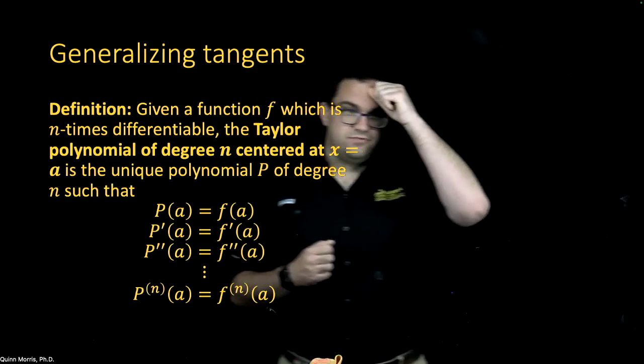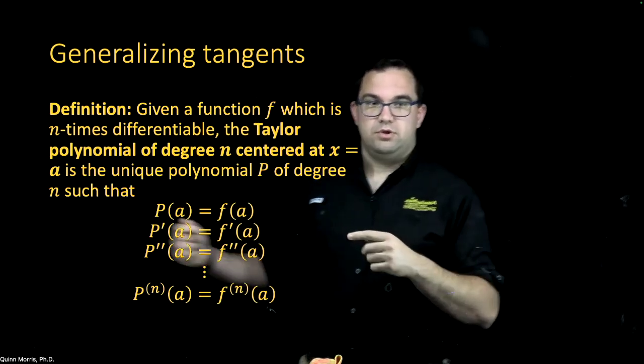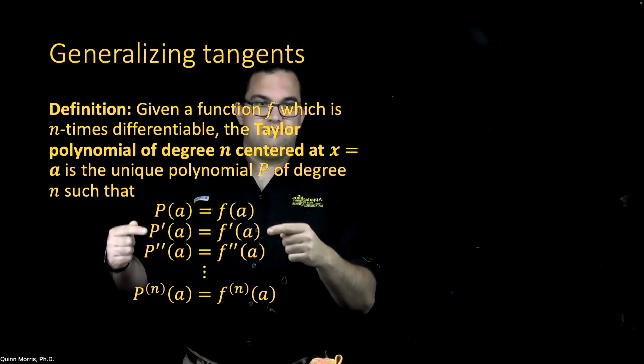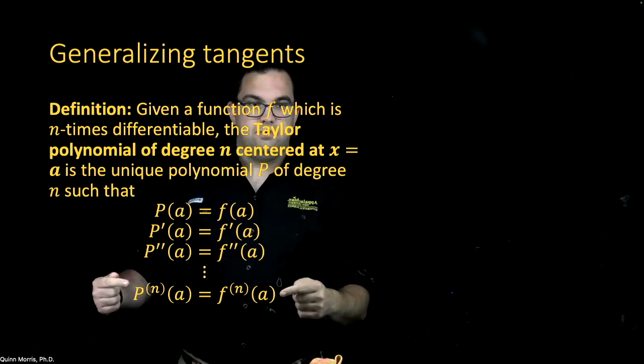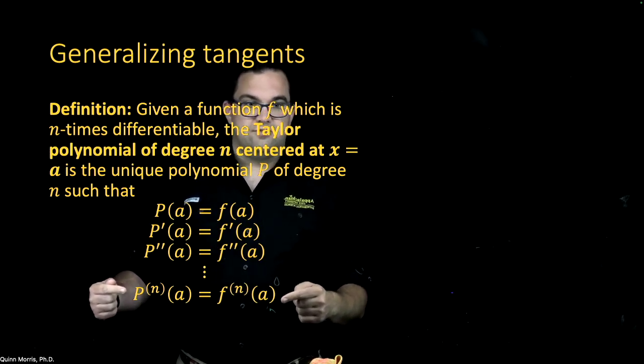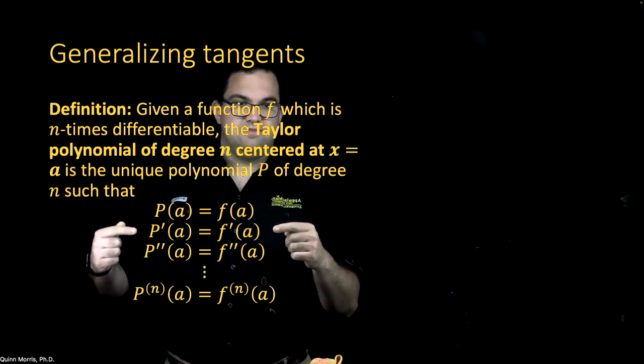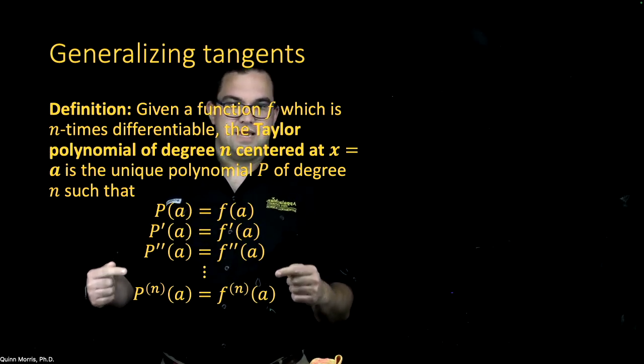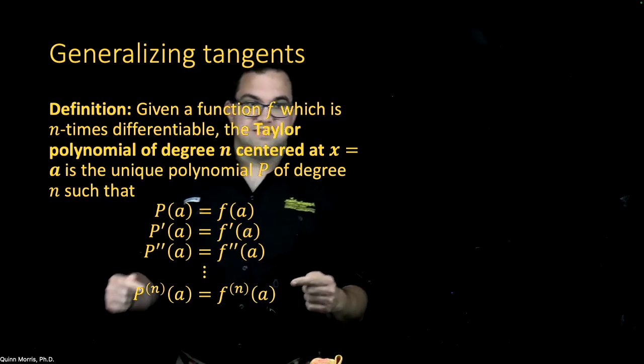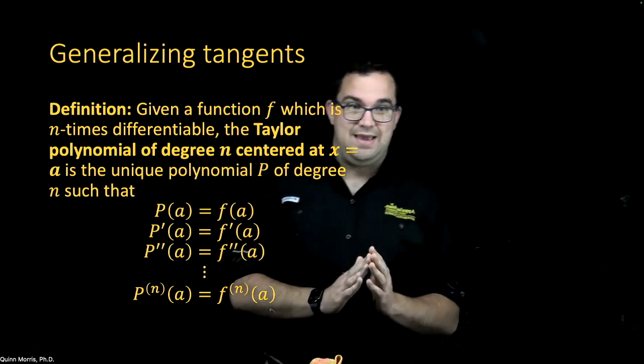So the idea is, for a Taylor polynomial, I want to make sure all of these values match up to the nth derivative. I want the function values to be the same, the first derivatives to be the same, the second derivatives to be the same, all the way up to the nth derivatives to be the same at x equals a.